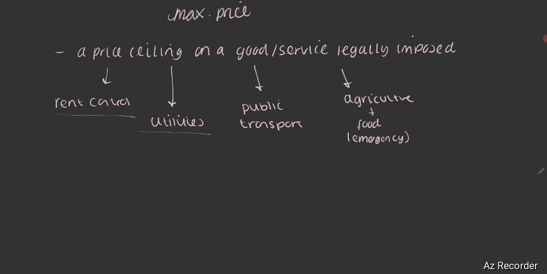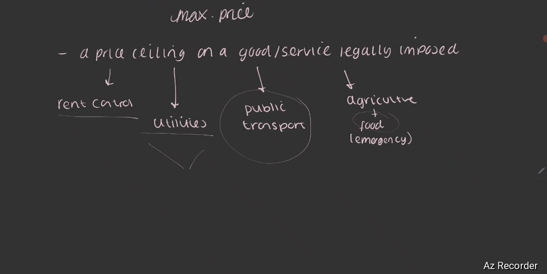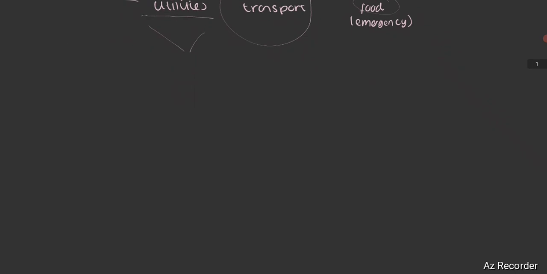Also utilities, in terms of energy crises, just to help people with the cost of living, regulators will impose regulation on the price of utilities. We've got public transport, again on distributional grounds, so that people can afford to commute to work and can afford to have a job, etc. Additionally, in times of emergency, we can get maximum prices on food, again so people can afford the basic essential goods for living. So we'll look at a graph of this and examine the welfare implications.